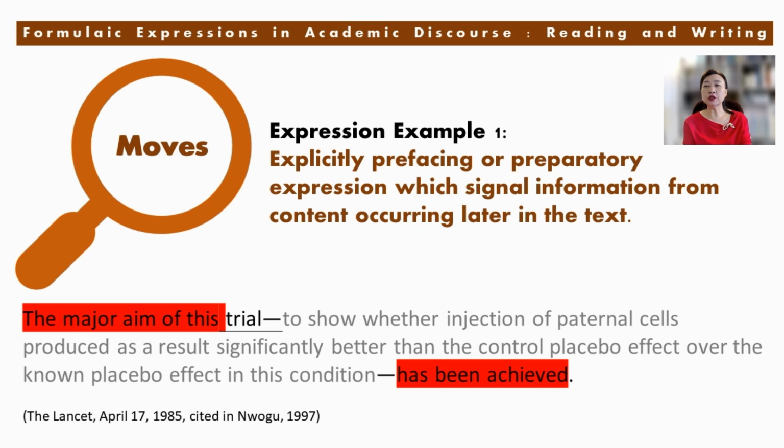can see the expressions of the main aim for this trial, which indicates the direction of the discourse and explicitly informs the readers. The specific objective for these clinical experiments is to examine the outcomes of using paternal cells as the new treatment option, followed by the second half of the expression, has been achieved.